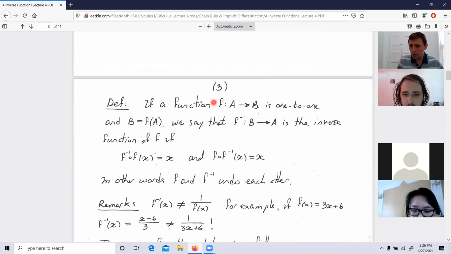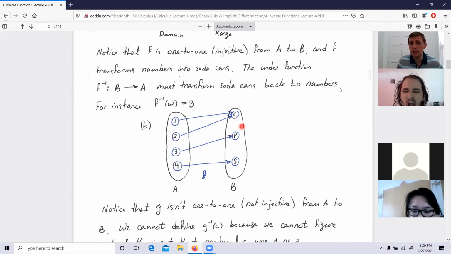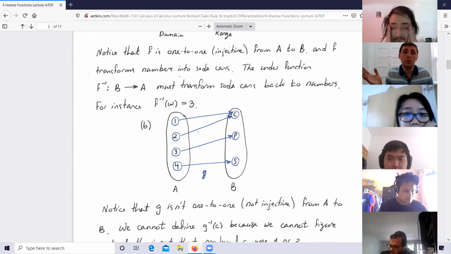Now, for a function to be invertible, as you can see, the function has to be one-to-one, because here's a situation where the function is not one-to-one. That means that two inputs are collapsed to the same output. There is no way to determine what was the origin of the output.